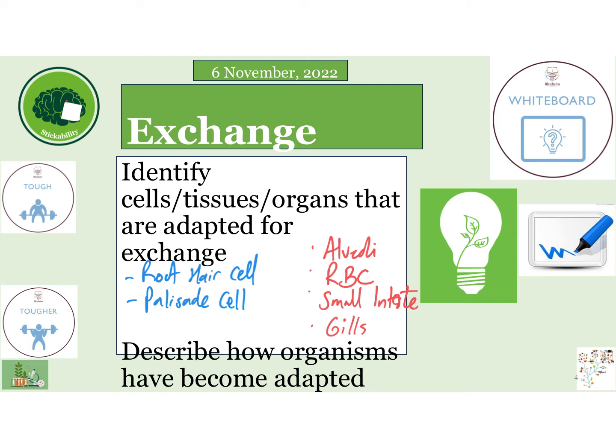If in doubt, describe how organisms have become adapted to it. The most common adaptation for exchange is creating a large surface area to volume ratio, or even more simply, a large surface area. The larger the surface area, the greater the rate of exchange. So that would be the best answer. If in doubt, say large surface area.